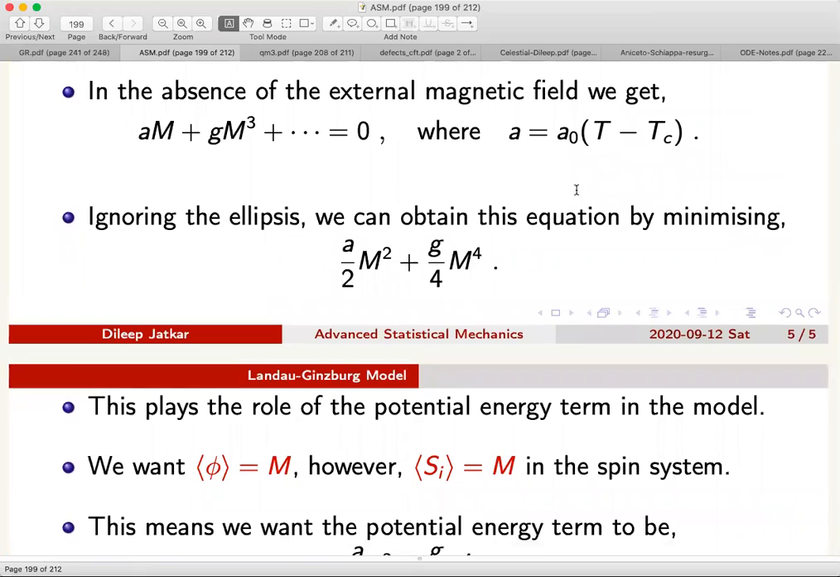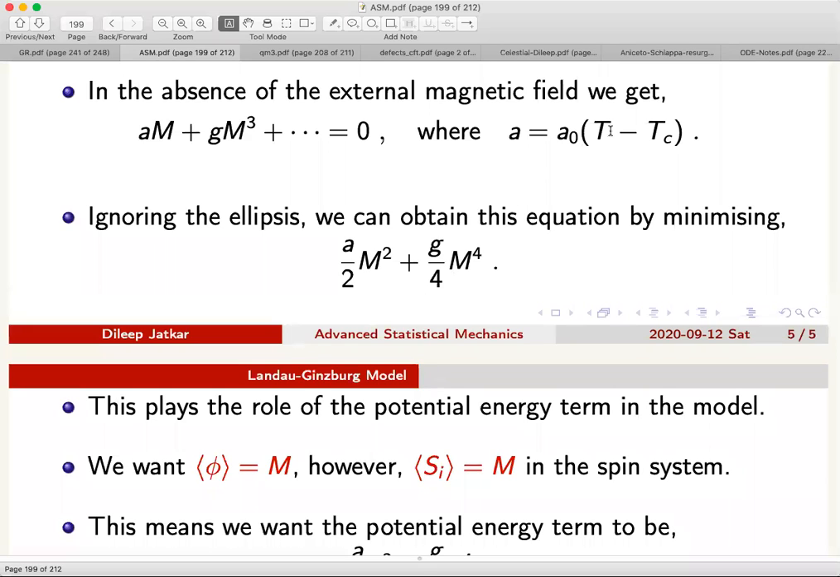Another important thing you will notice is that if you are above the temperature Tc, so T minus Tc is positive, then A is positive, and therefore you get a positive m squared plus positive m to the 4 pieces. We are assuming that G is positive. But when T is less than Tc, then A is negative, and therefore the quantity is minus m squared plus m to the 4.